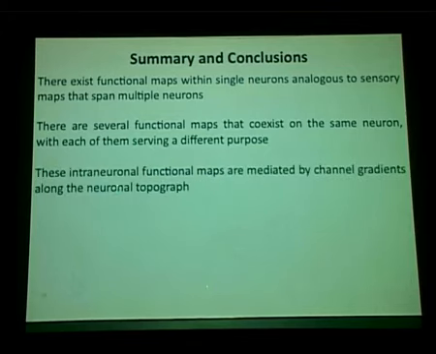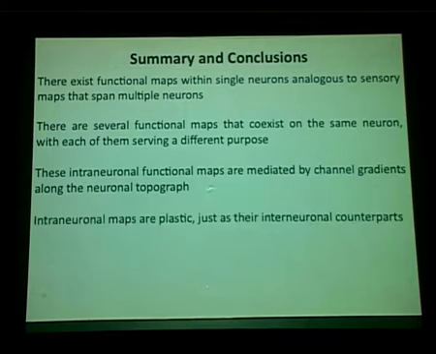So these intraneuronal functional maps are mediated by channel gradients along the neuronal topograph. Different channels have different gradients, and each of them or multiple of them mediate the same functional map. Intraneuronal maps are plastic, just as their interneuronal counterparts. There are enough examples in the literature now to suggest that ion channels can undergo localized plasticity in the dendritic location alone. You can have global plasticity throughout the entire neuron in response to certain activity patterns, where ion channels throughout the entire neuron will change either their kinetic properties or their expression profile in order to match certain activity patterns.